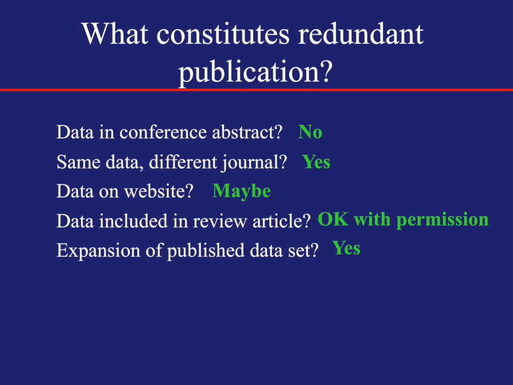And then, is it okay to include data in a review article? I think it is okay, but you always have to ask permission and always acknowledge the source where your data have been previously published. And of course, the expansion of a published data set is a sort of redundant publication. In that case, what you should do is not publish the full paper, but just an update on what you have done.